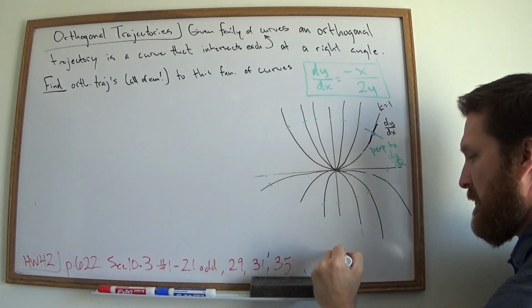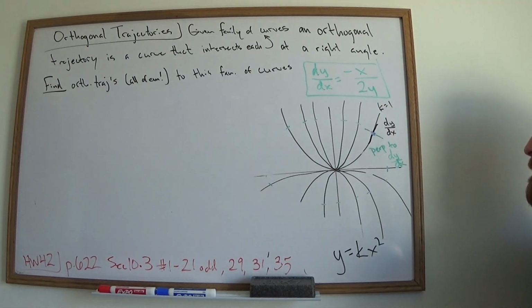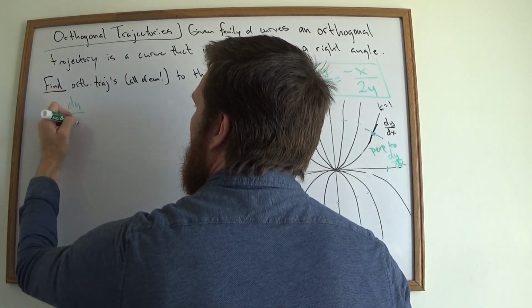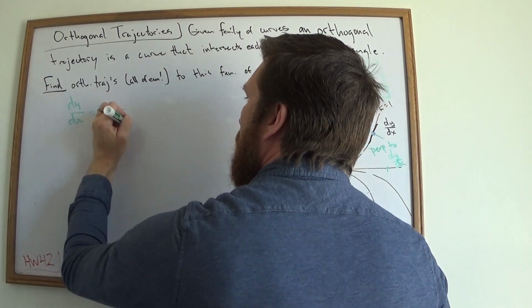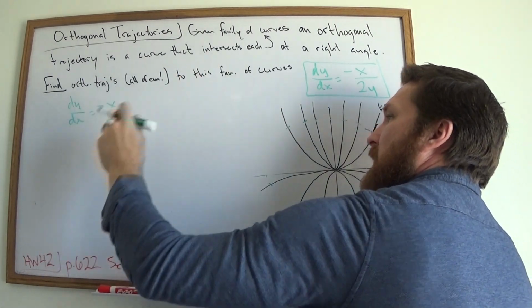Let me get this down here. This was y equals kx squared. That was my family of curves, the black ones. Now we want to get the green guys. And so we have dy/dx equals negative x over 2y. Is it separable? You told me yes. I'm going to go ahead and separate it.